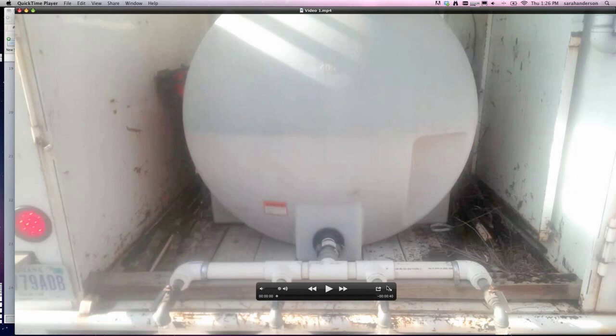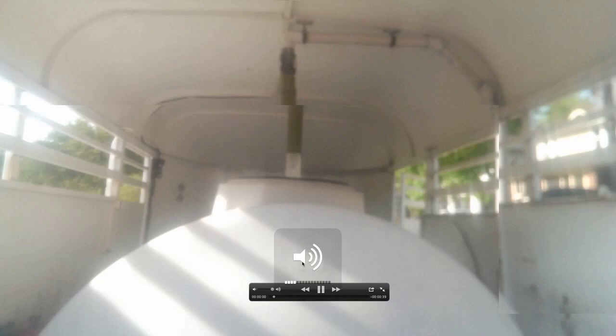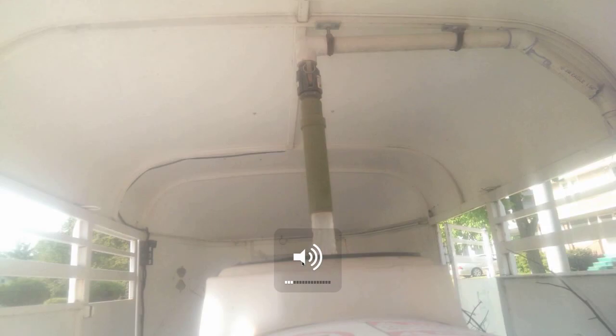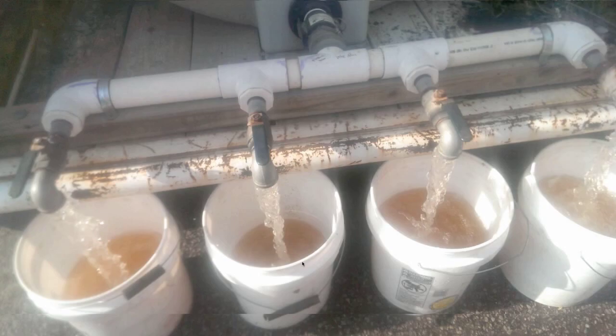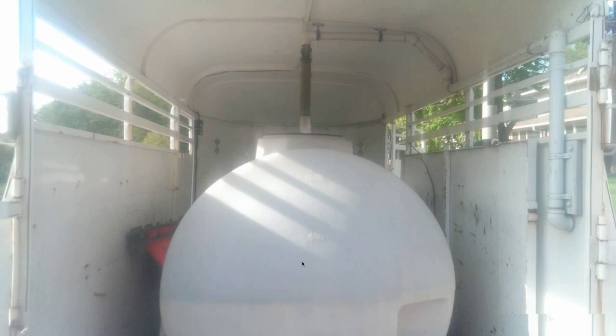Okay, you can see the water is coming in the top here. The video is a little grainy. I don't think we're getting the audio. That's okay. It's a 500-gallon watering tank, and it comes out the back into those spigots. Boy, it's kind of jumpy. It was a lot smoother.